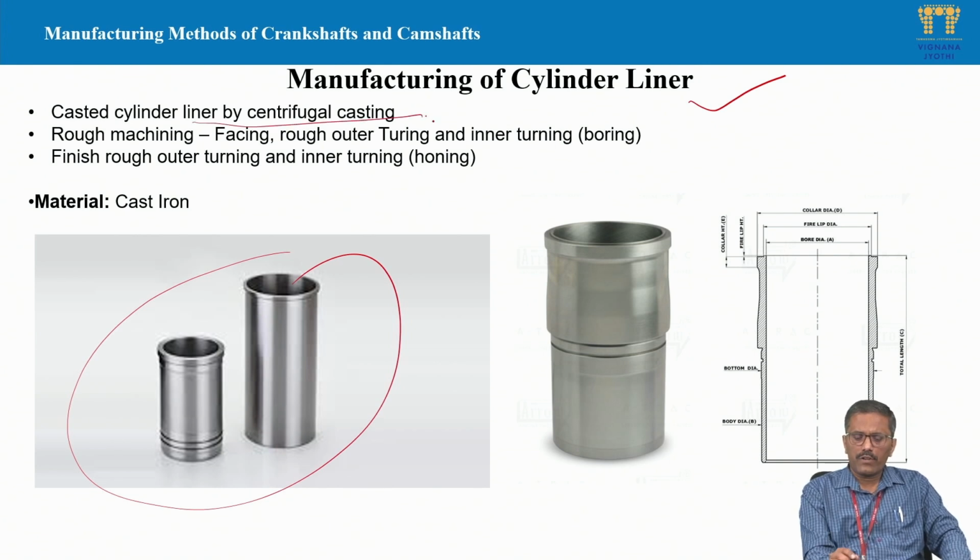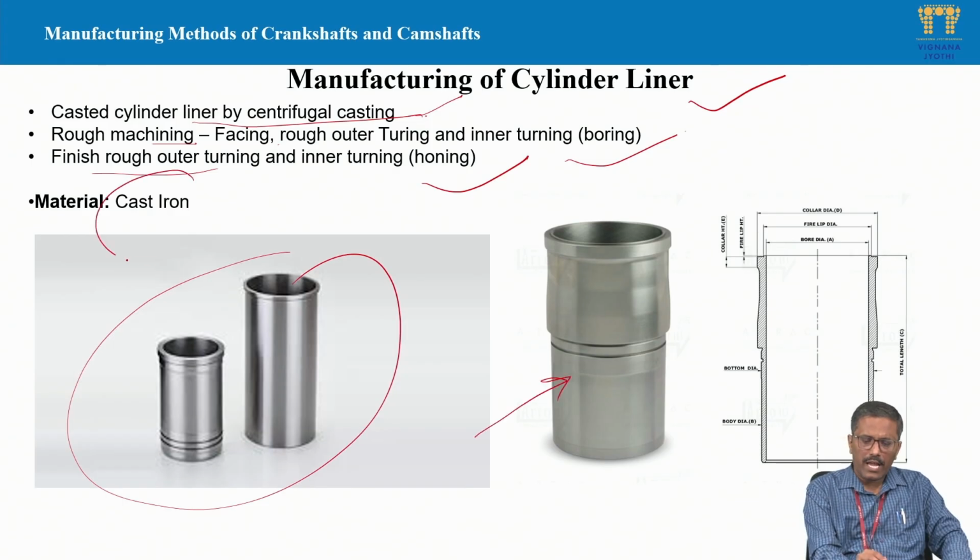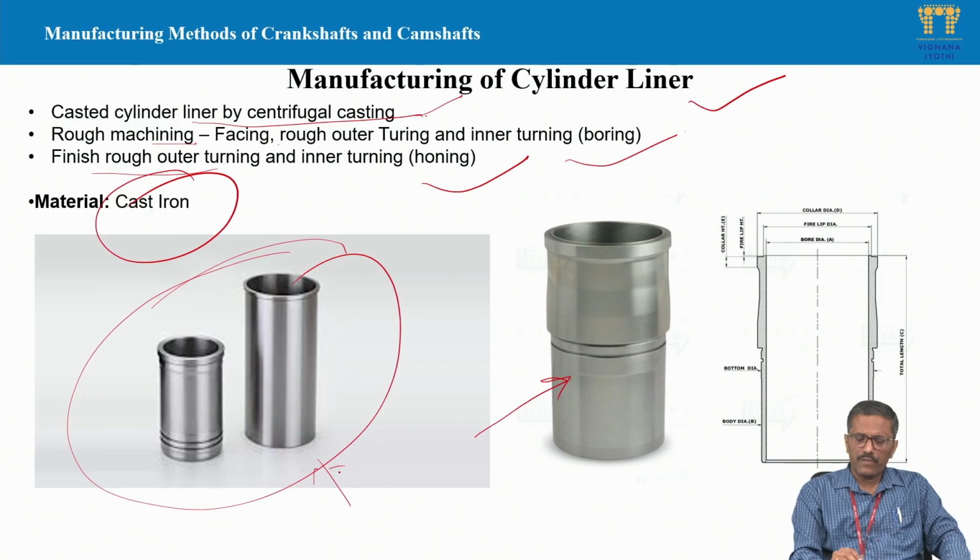So first, after producing the cylinder liners with centrifugal casting, we go for rough machining with the help of facing, outer turning and inner boring processes, and the final finishing we do with the honing process. The material used for manufacturing cylinder liners is cast iron, and these are examples of cylinder liners which are used in IC engines.